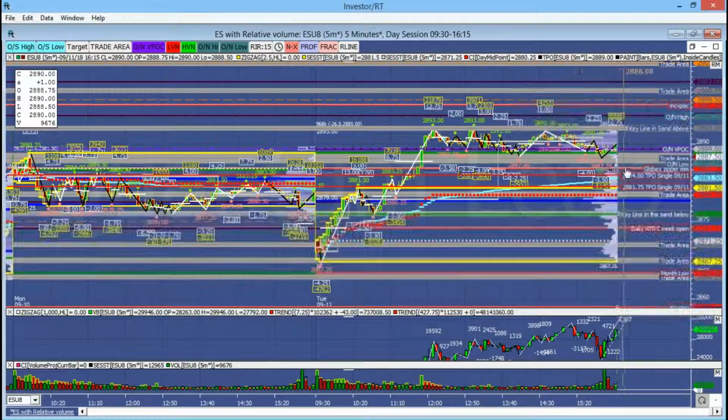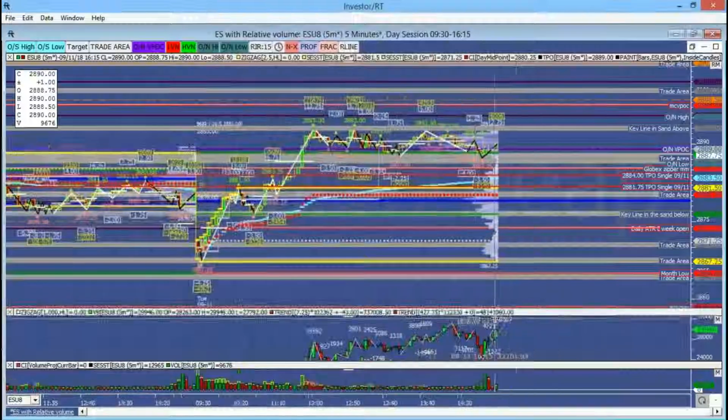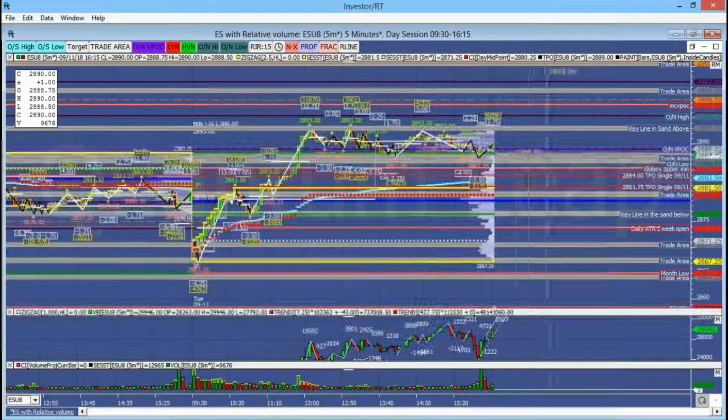But as it is, we're going to be opening up either just below this upper distribution or inside of this upper distribution. I'm anticipating that we're likely going to open down here in this lower distribution, but hard to say right now because I don't know what the market's going to do.